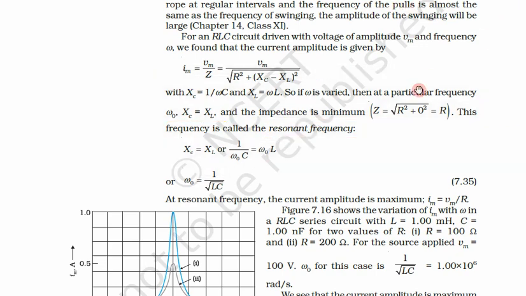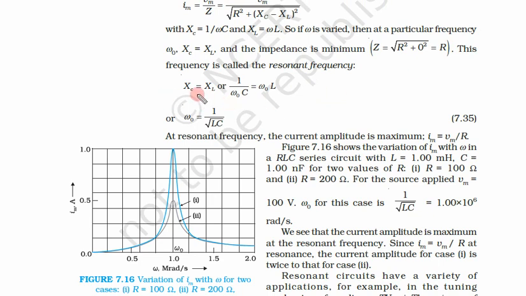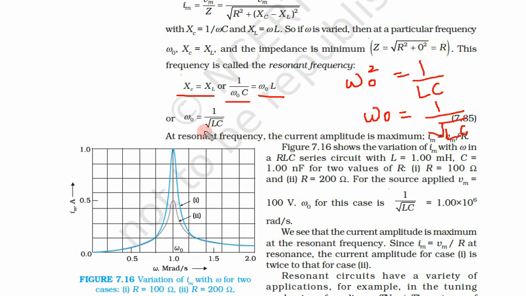Now let us see what is happening at resonance. For resonance we have Xc equal to XL. Xc is 1 upon omega C, and we are getting resonance at omega 0, so 1 upon omega 0 C is equal to omega 0 L. Cross multiplying, we get omega 0 squared equal to 1 by LC. So omega 0 is equal to 1 by the square root of LC. This is the resonant frequency.